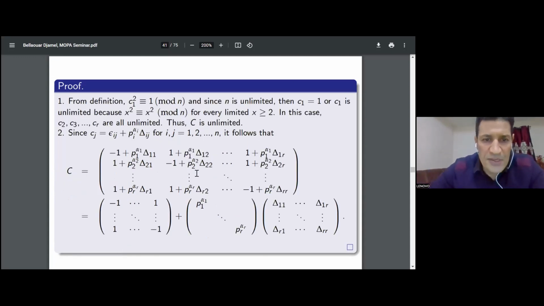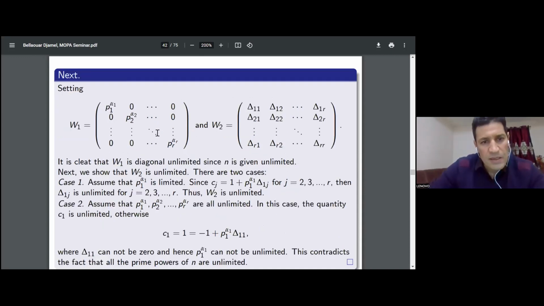by using the properties of the previous solutions, we can write C in this form. Okay. This is S, this is omega 1, and this is omega 2. It remains to show that omega 1 is unlimited and also omega 2 is unlimited. For omega 1, this is clear because at least one of the prime powers of n is unlimited, and so this matrix is unlimited.